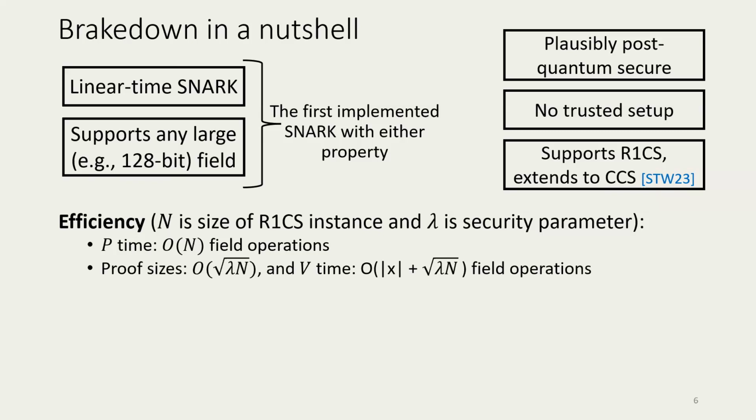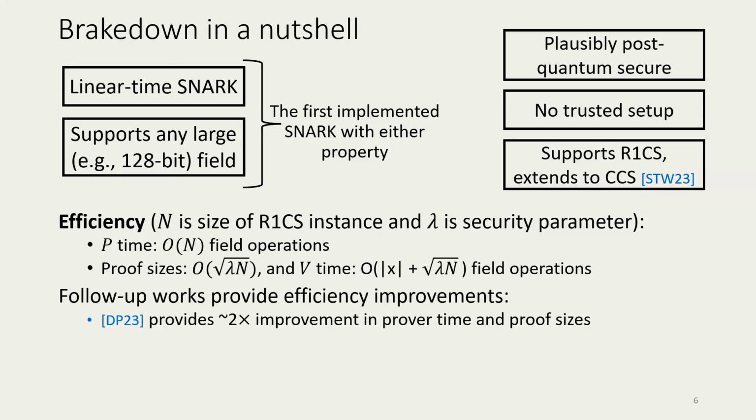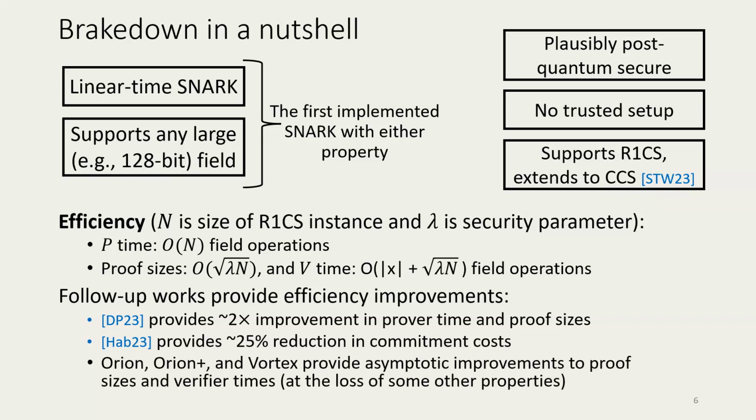The verifier time and the proof sizes are both square root of lambda times n, where lambda is the security parameter. The verifier time also scales with the size of the public I/O X. Finally, there have been a lot of subsequent works following Brakedown that provide efficiency improvements. For example, the recent work of Diamond and Posen provides 2x improvements in prover costs and proof sizes.